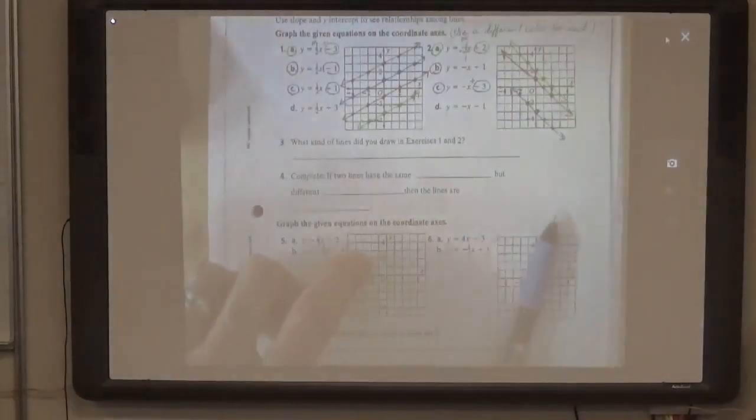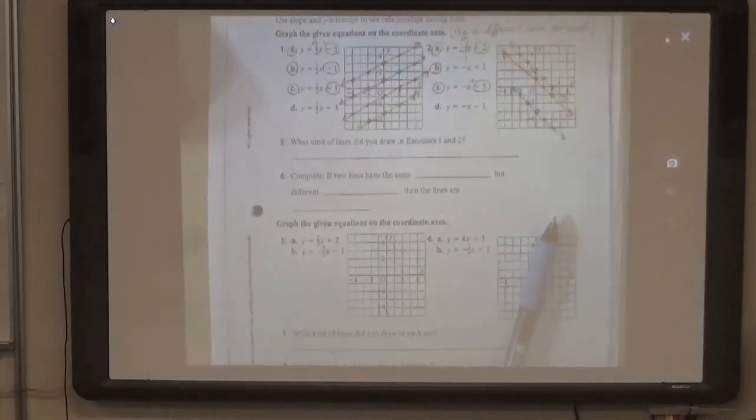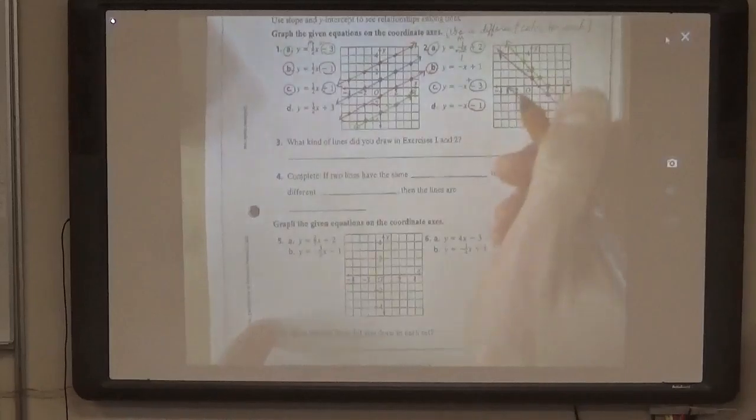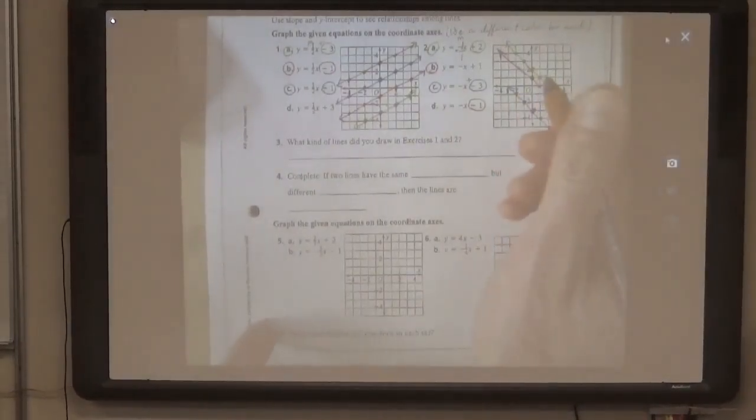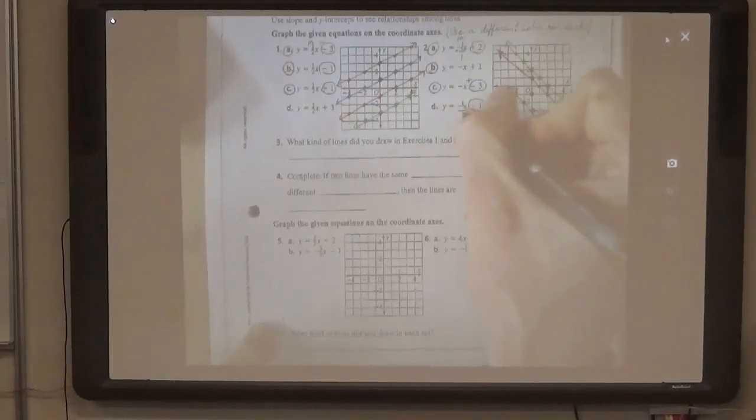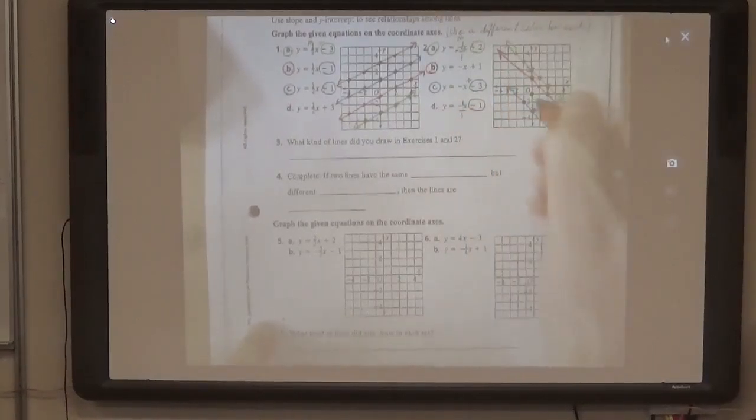And then D. What's the y-intercept in D? Max? The y-intercept is -1. So mark -1. And then what's the slope, Amelia? For D? -1 over 1. Yep. So it's down 1, right 1.